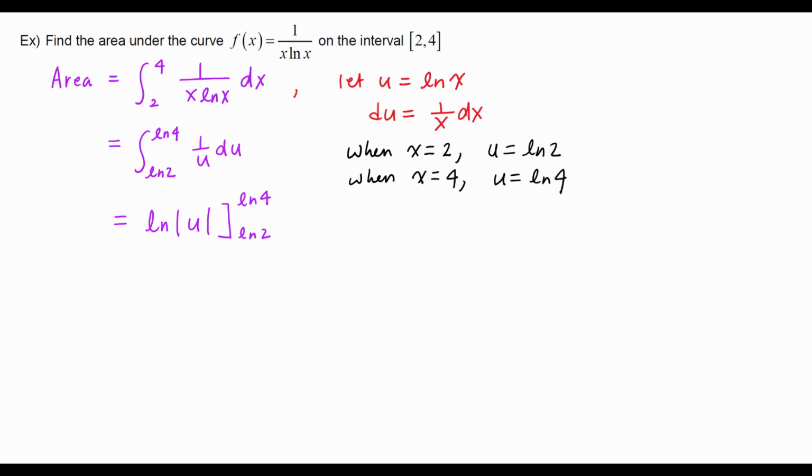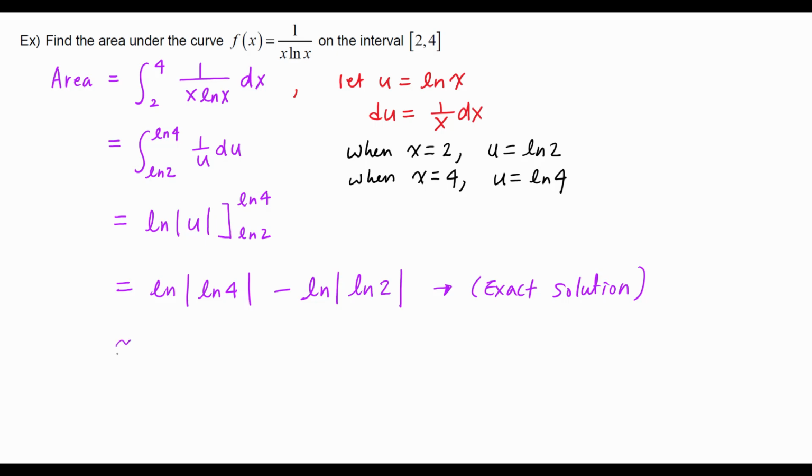So when I plug it in, I get ln of the absolute value of ln 4 minus ln of the absolute value of ln 2. So if you're looking for an exact solution, this is the answer. If we would like to use an approximation, you can use a calculator, and this would give you approximately 0.693.